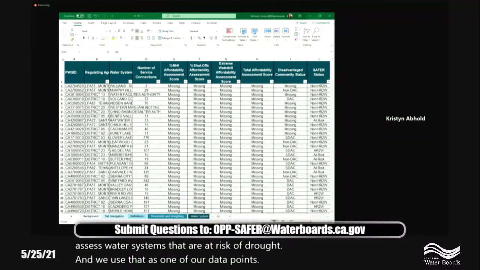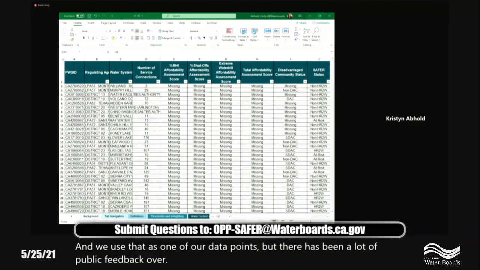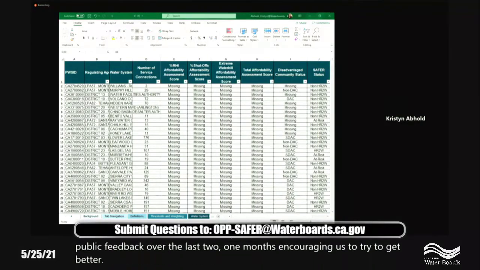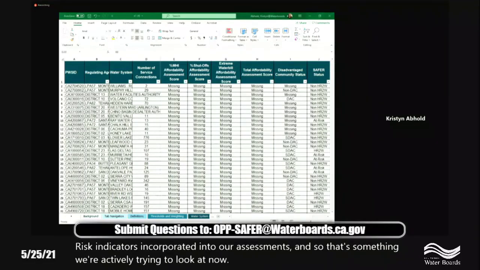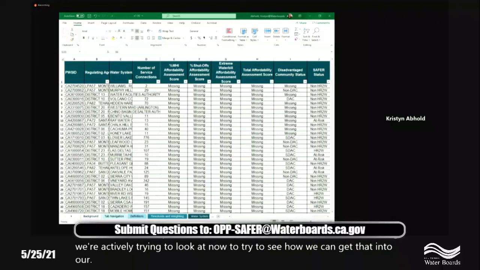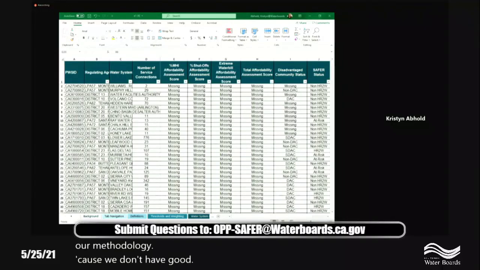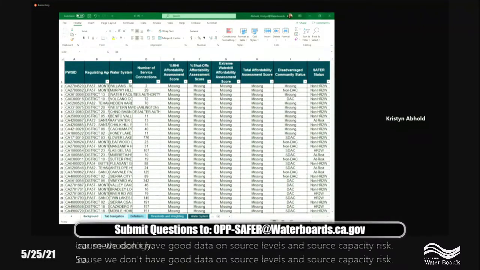But there has been a lot of public feedback over the last few months encouraging us to try to get better source capacity risk indicators incorporated into our assessments. So that's something we're actively looking at now, to see how we can get that into our methodology, because we don't have good data on source levels and source capacity risk. So it's something we're looking into.